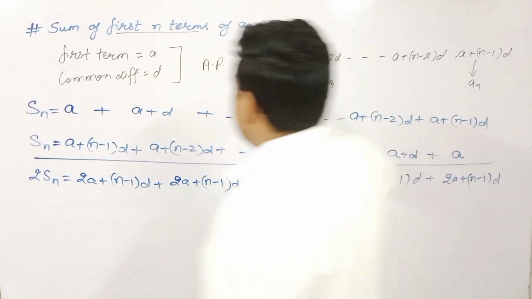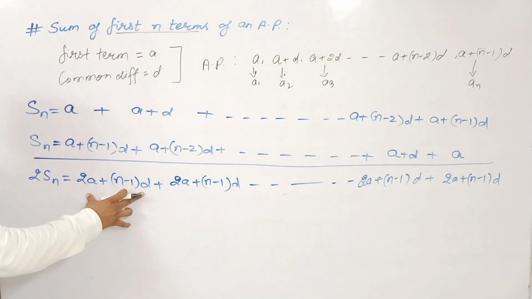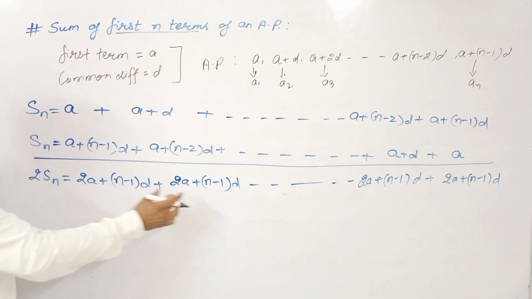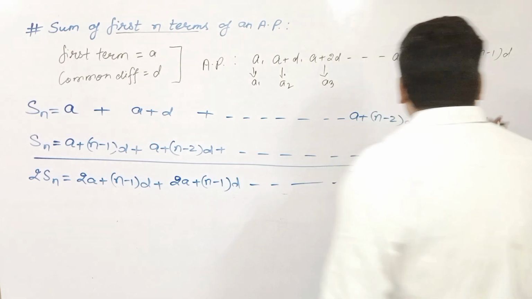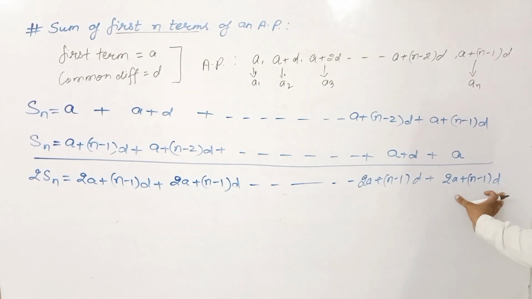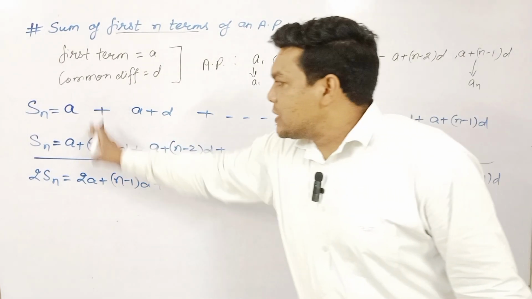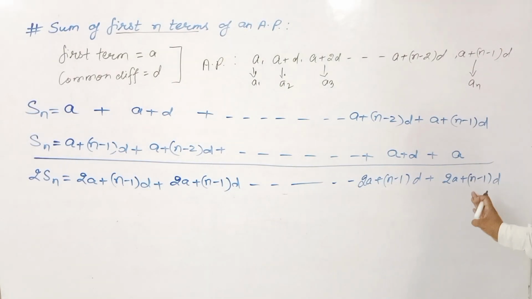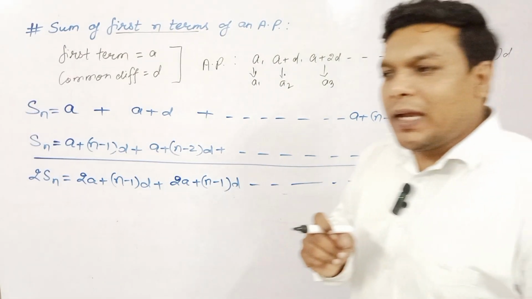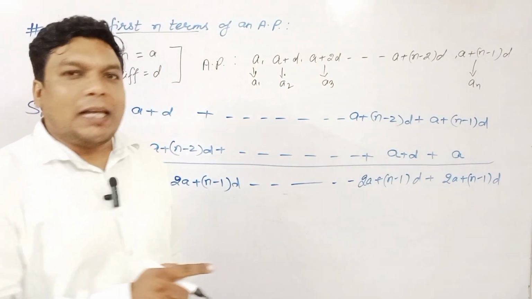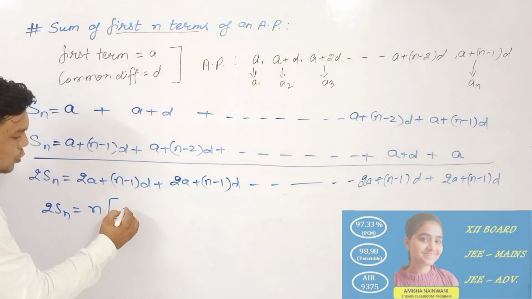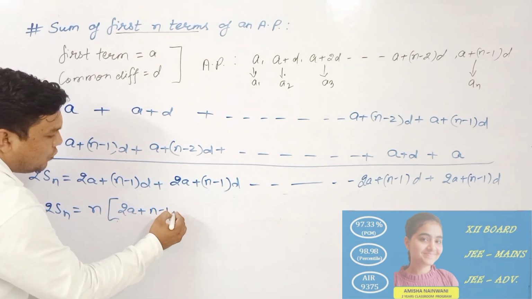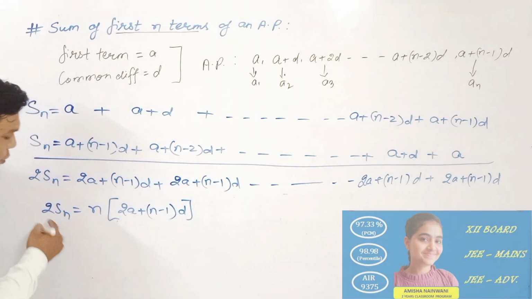In the same way, look here. This is 2a plus n minus 1 into d, one time. Plus 2a plus n minus 1 into d, second time. Plus, and so on. How many times have you added 2a plus n minus 1 into d? It is first, second, and this is your nth. So how many times is 2a plus n minus 1 into d being added? N times. So what will it be? It should be 2Sn is equal to n into 2a plus n minus 1 into d.